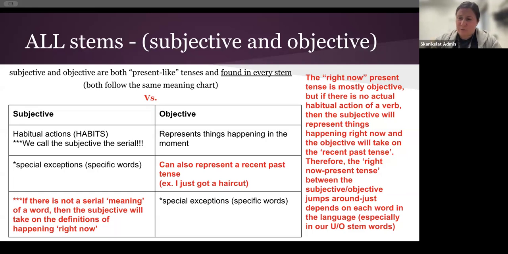But if there's no habitual action of a verb, then the subjective will represent things happening right now, and the objective will take on a recent past tense. So the right now, like present tense, things happening right now, between the subjective and objective does sometimes jump around. It depends on the verb. It always depends on the verb.